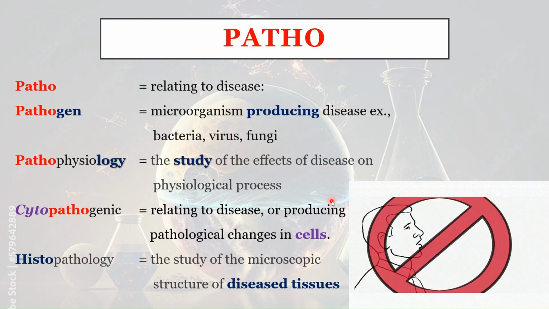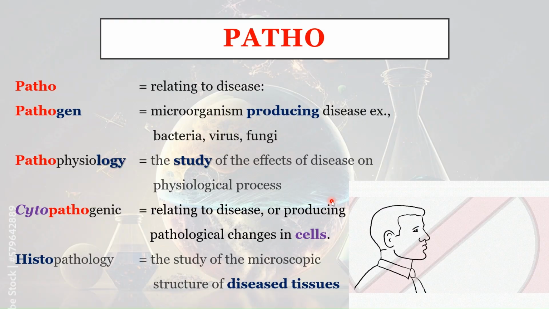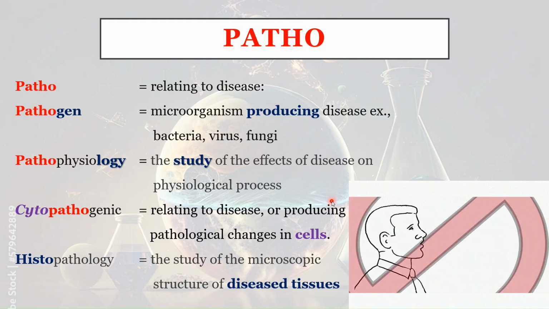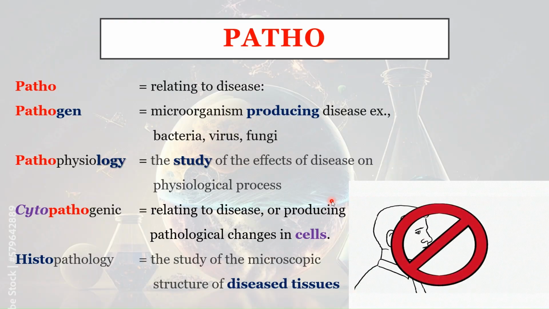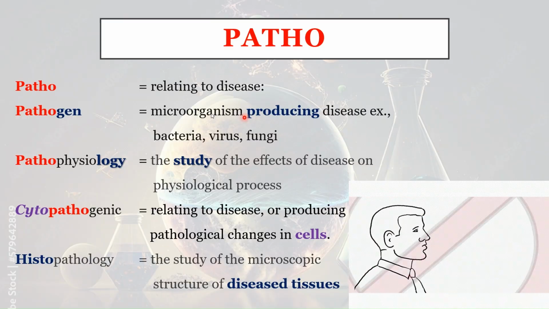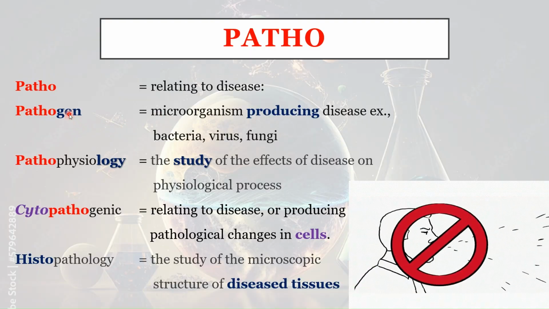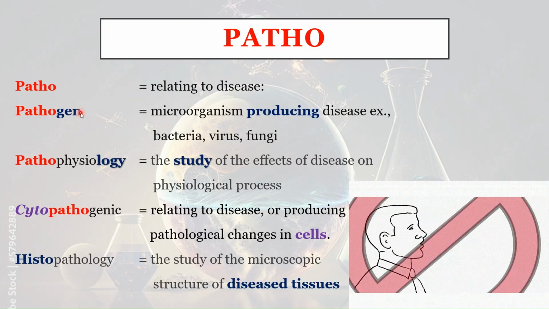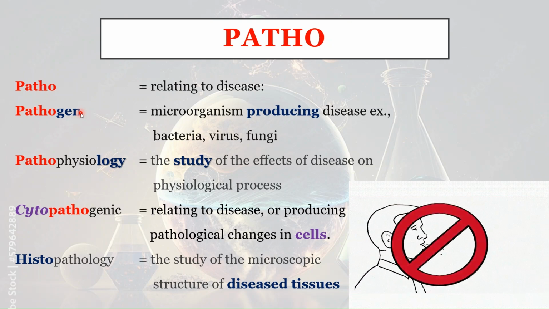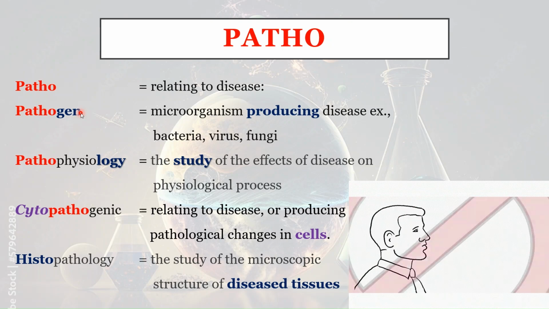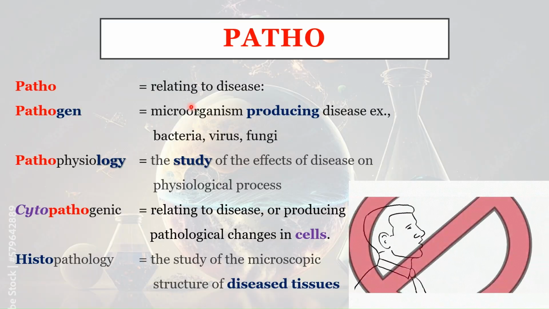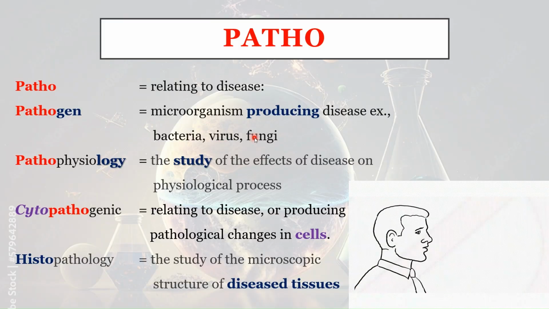The next word we are going to learn today is patho. Patho means disease. Any scientific word having patho is nothing but disease. And if you say pathogen, gen stands for generator or producer. So pathogen clearly says something that produces the disease, that is, a microorganism producing the disease is called a pathogen. Example, bacteria, virus and fungi.